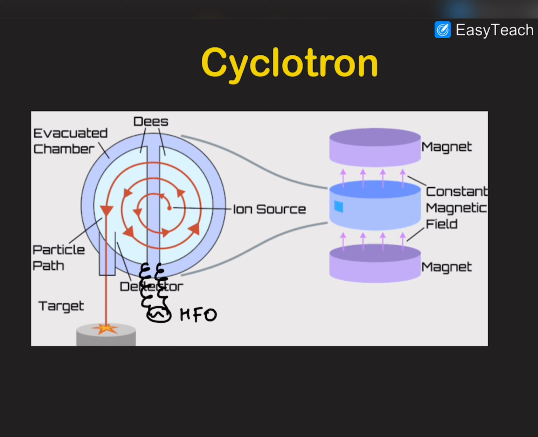In this video, let us discuss a particle accelerating device which is called a cyclotron. Each of you has heard about the Rutherford alpha scattering experiment, and in that experiment Rutherford bombarded fast moving alpha particles on the gold foil, and to accelerate those alpha particles to such high speeds, he used the cyclotron device to accelerate those particles.